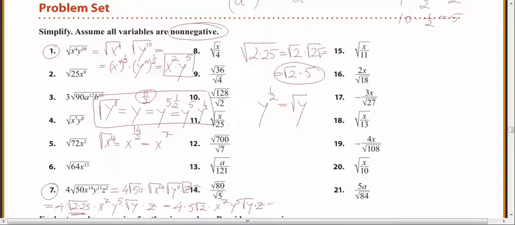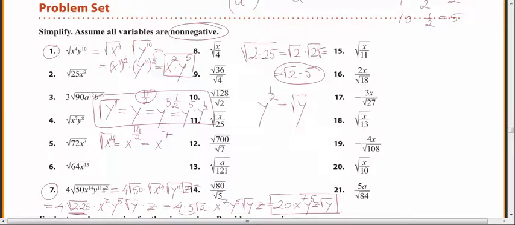And now I will rearrange everything. First thing, the numbers and variables with no square root, right? 4 times 5 is 20, times x to the 7th times y to the 5th times z times square root of y. And we are done. Make sense?